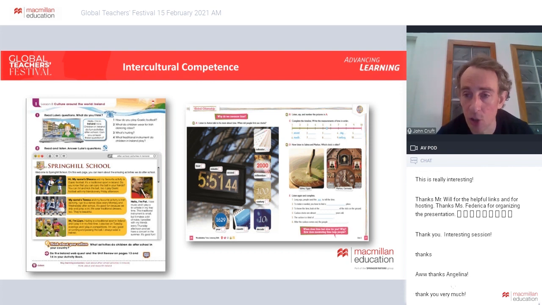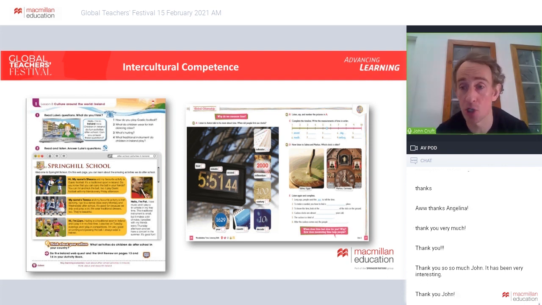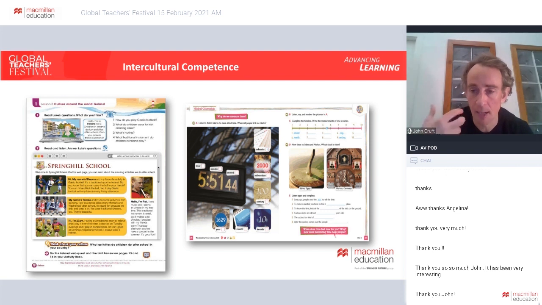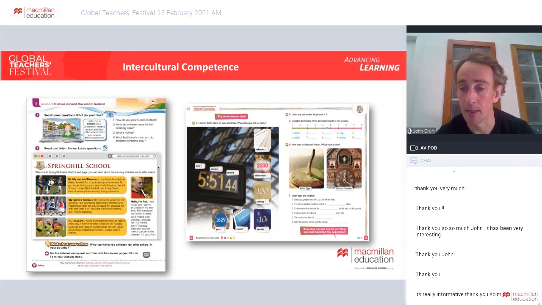Global skills, any course books for global skills for teenagers? Yes, Gateway to the World is a fantastic one. They've got self-regulation and well-being in there. They've got collaborative projects, so for communication and collaboration, which also involve a lot of creativity and critical thinking. The whole course is built around thinking. Better thinking is better learning, so you've got thinking in there as well. So try Gateway to the World if you're a teenage teacher.